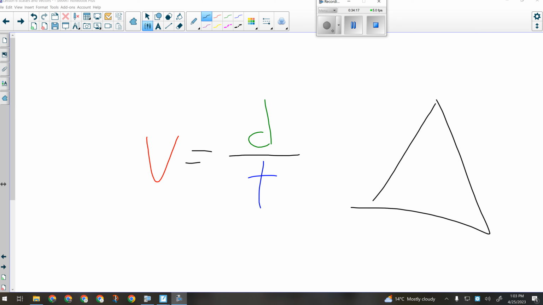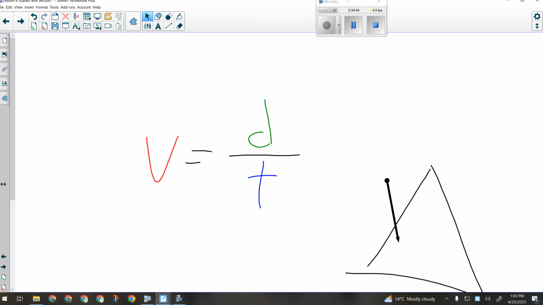N equals little m over big M, which is not real heavy lifting in terms of algebra, especially since we only had to manipulate it 2 ways. Okay? Well, with v equals d over t, we're going to have to manipulate it for v, for t, and for d. And we are not going to use any of those triangles, because triangles suck, and they don't help us with algebra, especially when we get to formulas that have more than 3 variables.